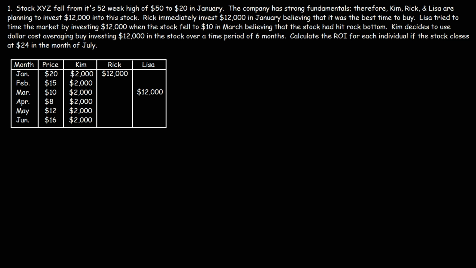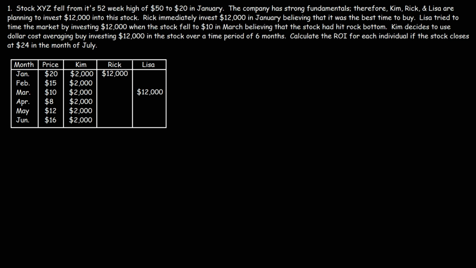Now, the company has some strong fundamentals. Therefore, Kim, Rick, and Lisa are all planning to invest $12,000 into this stock. That is, individually, they're each investing that amount of money. Rick immediately invests $12,000 in January, believing that it was the best time to buy. Lisa also tried to time the market, but she waited. She invested $12,000 when the stock fell to $10 in March, believing that the stock had hit rock bottom.